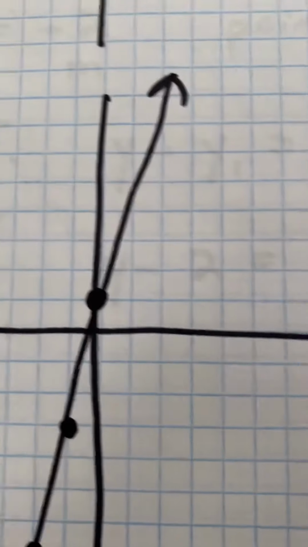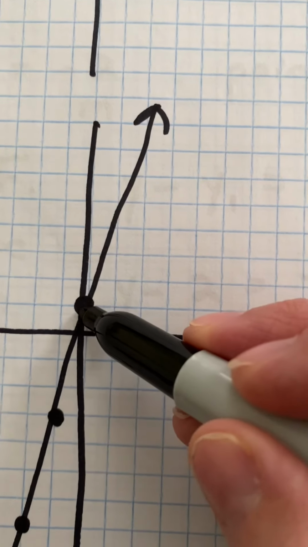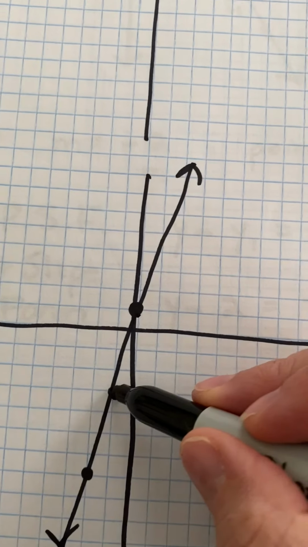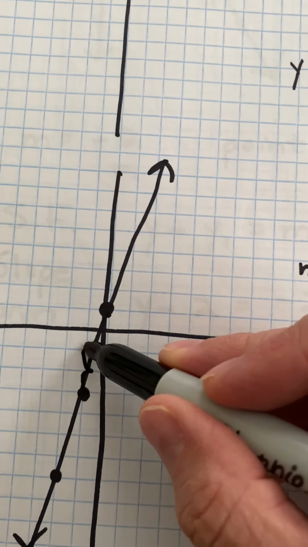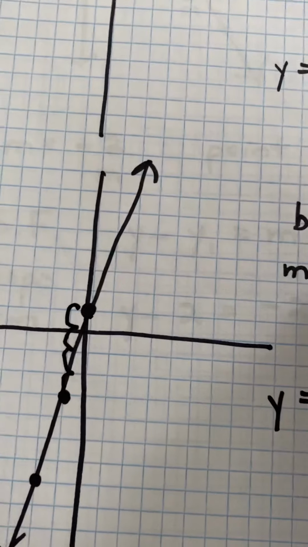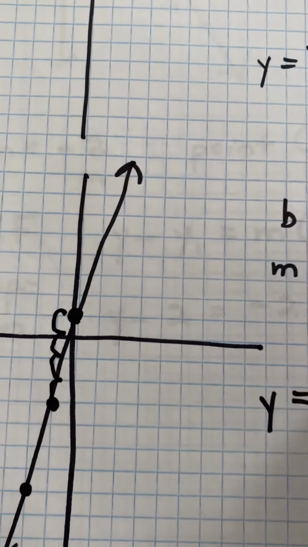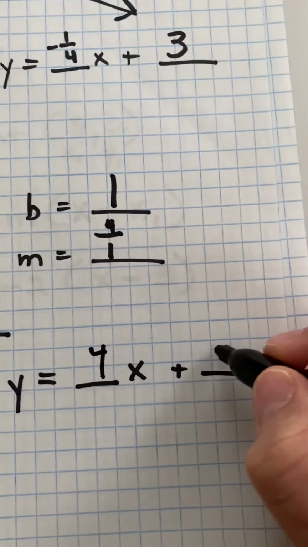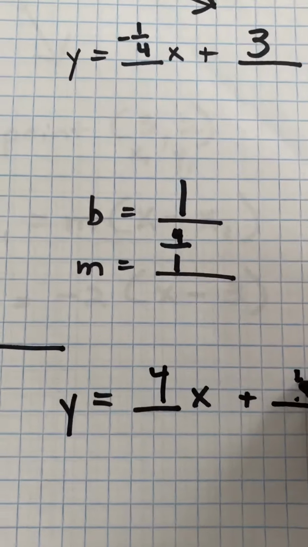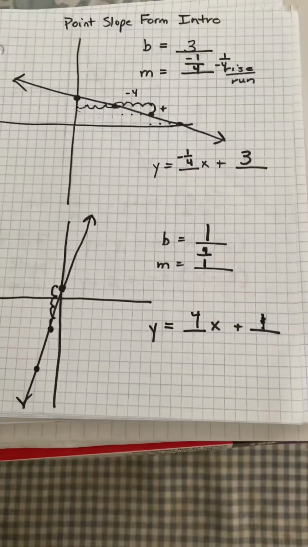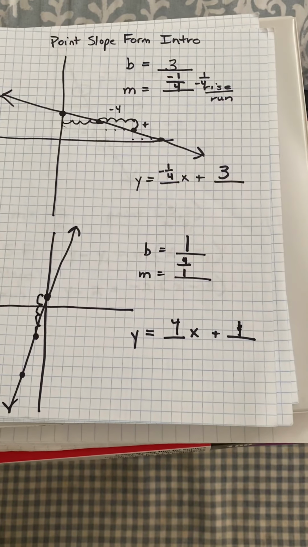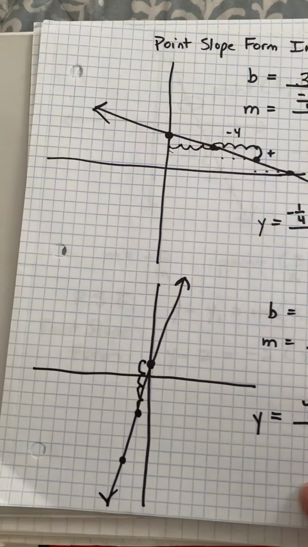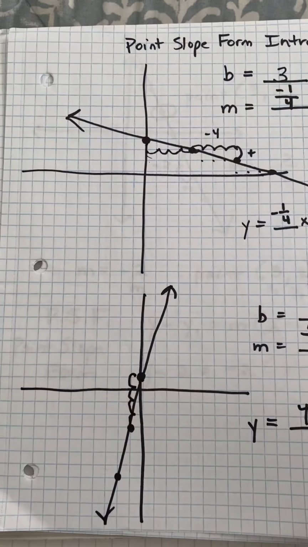So now for the next one, I identify b. b is +1. And my slope, I go up 1, 2, 3, 4, so up 4/1. That means my equation is y equals 4x plus 1. I could have put 4/1 x plus 1, but I didn't have to. Okay, so that's just a quick review of slope-intercept form.